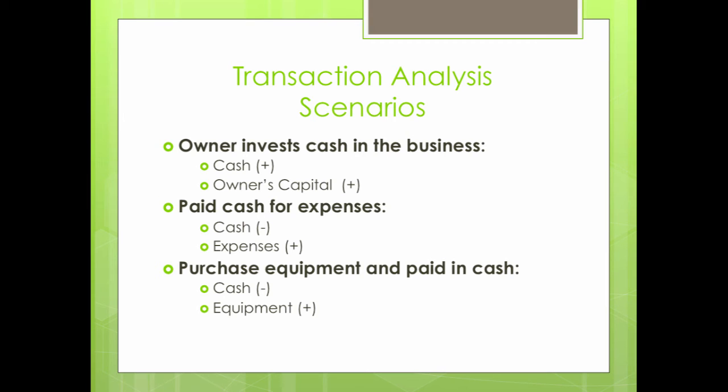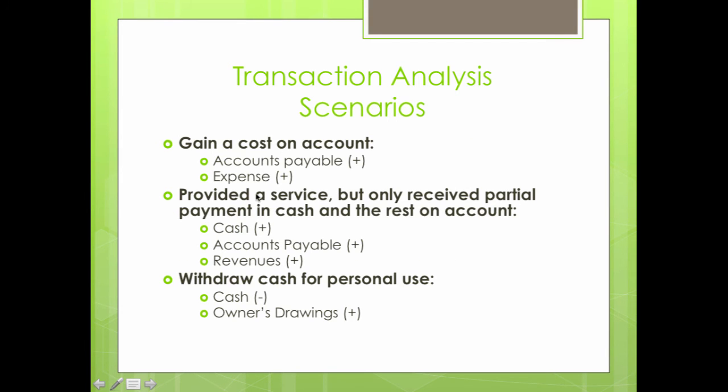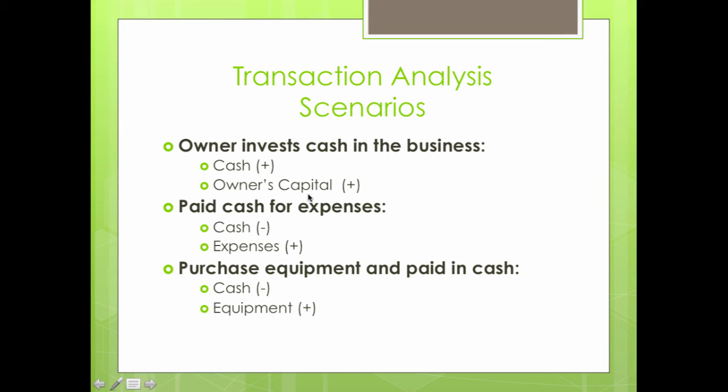So this slide summarizes the accounts that were affected based on the scenarios. So when the owner invests cash in the business, you record it as a positive in cash and owner's capital. When items are paid in cash for expenses, the cash and the expense accounts are affected, and it'll tell you whether it's a positive or a negative. And the purchase of equipment, which is paid in cash, it tells you that the cash and the equipment accounts are affected, and it tells you whether it's in positive or negative.